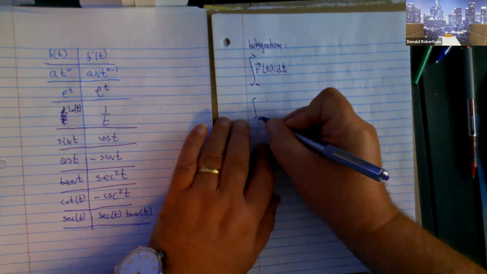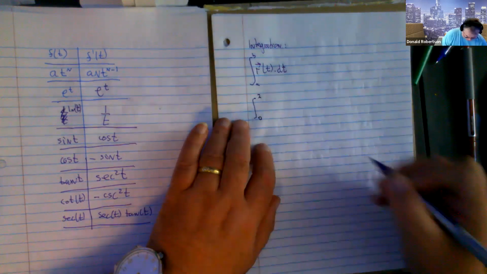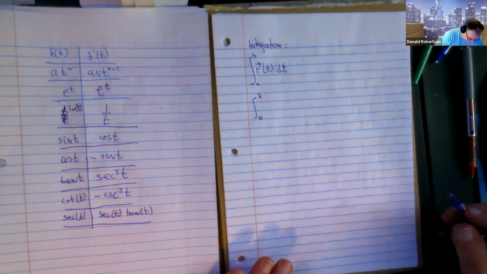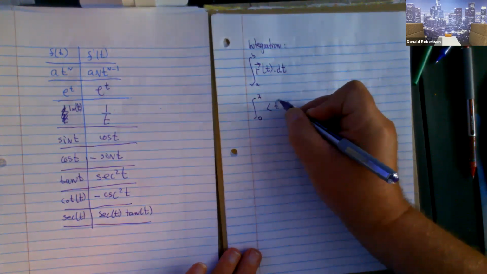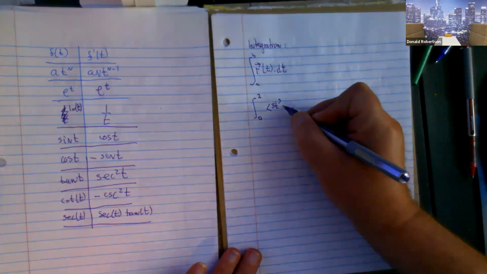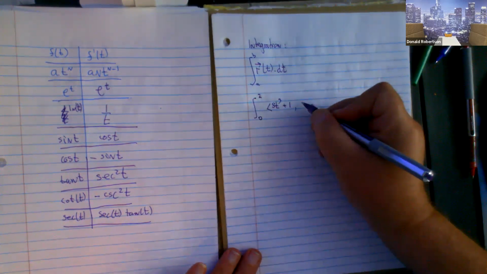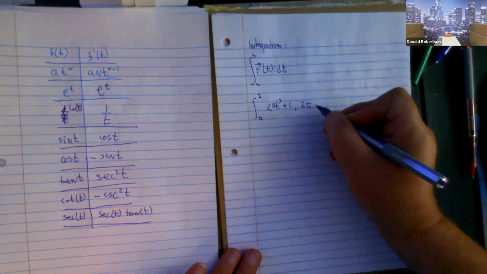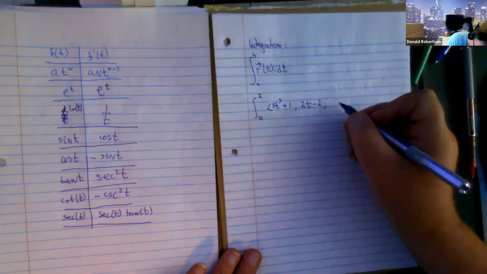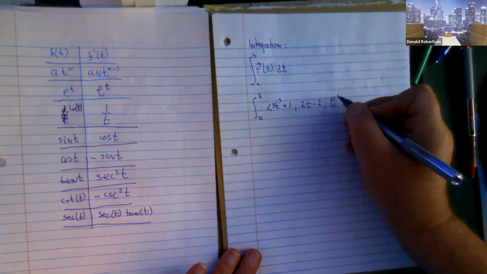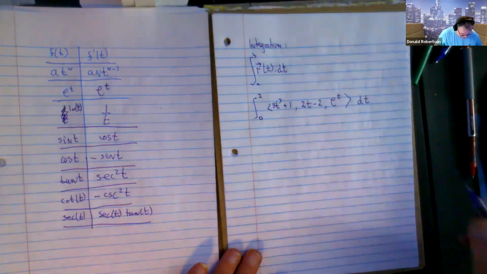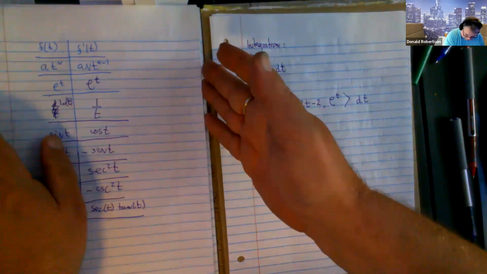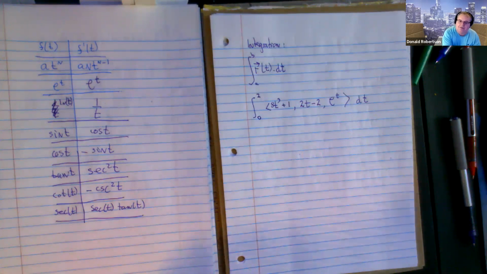Well, let's suppose I want to find the integral from 0 to 2 of a space curve, and my space curve is 8t to the 4 plus 1, 2t minus 2, and e to the t, dt. Now, I'm sure for almost everybody here, you have never seen how to integrate a space curve, right?